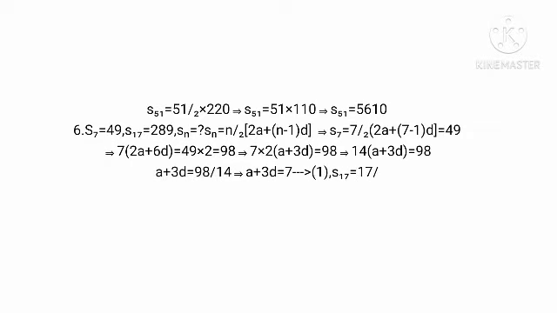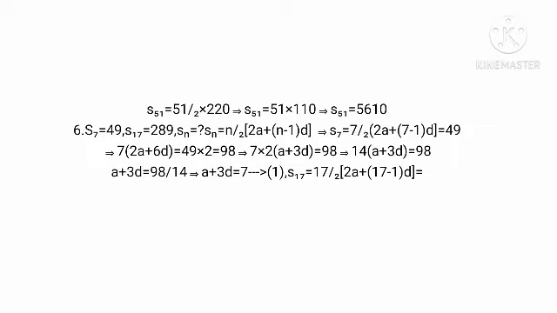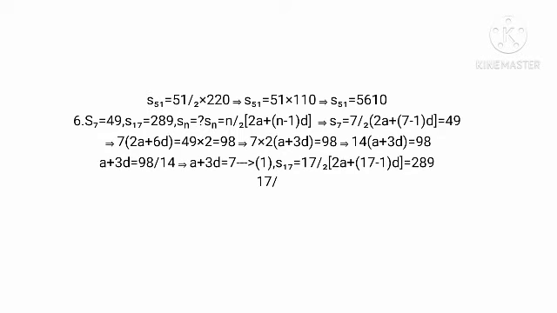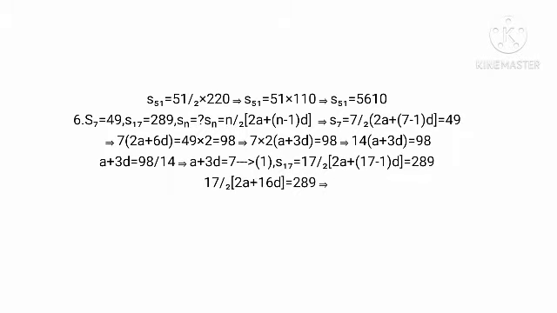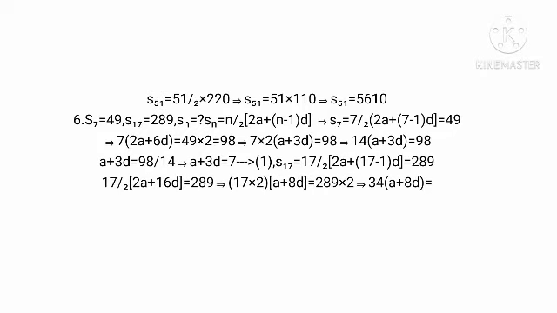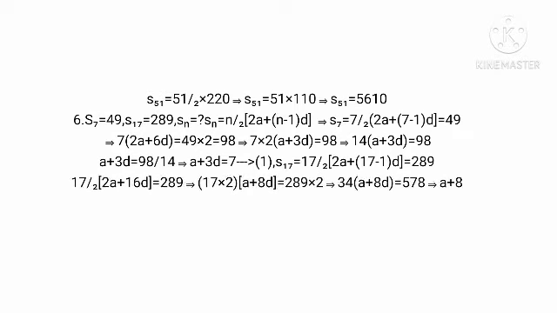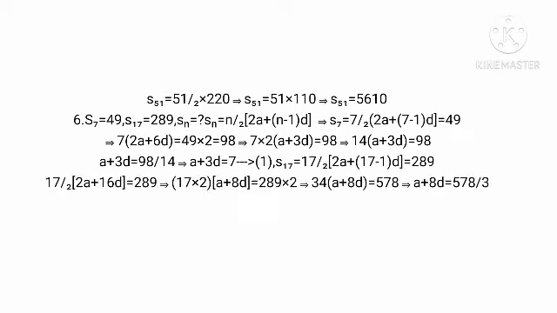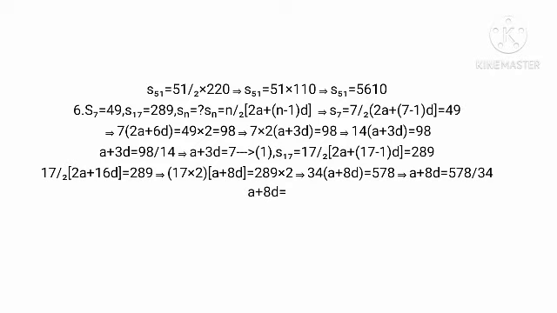Consider that as equation 1. S17 is equal to 17 by 2 into 2a plus 17 minus 1 into d is equal to 289. 17 by 2 into 2a plus 16d is equal to 289. So implies 17 into 2 common, a plus 8d is equal to 289 into 2 cross multiply, 34 into a plus 8d is equal to 578, a plus 8d is equal to 578 by 34. a plus 8d is equal to 17, on division we get 17.